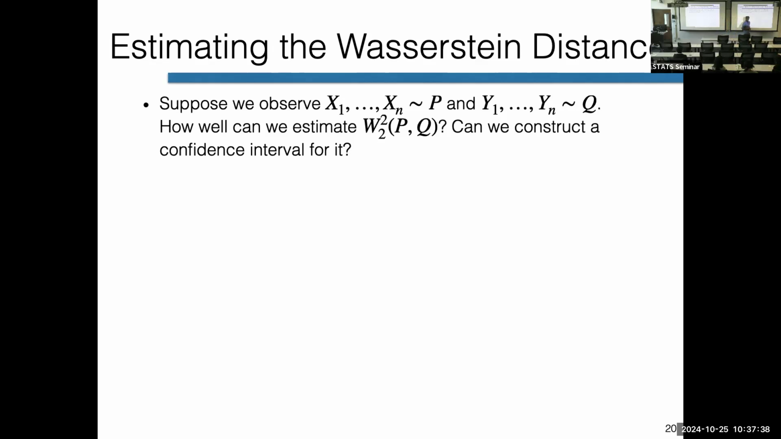So we're forgetting about transport maps now. We're just asking about the distance. How well can you estimate this distance, which is the Wasserstein distance between the two distributions? And maybe as a secondary question, can you construct a confidence interval? Everyone okay with the question?